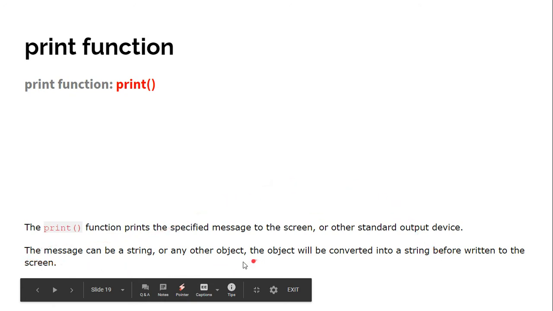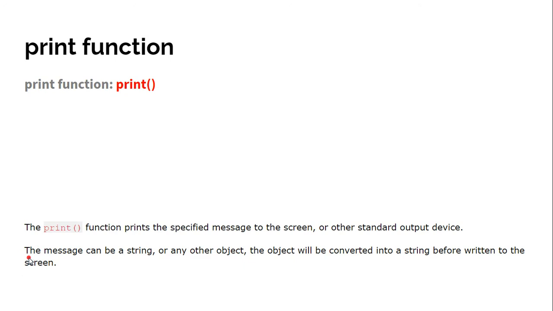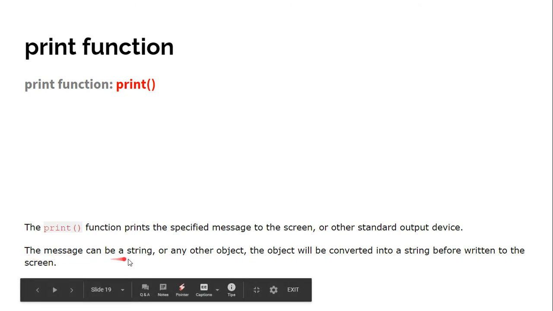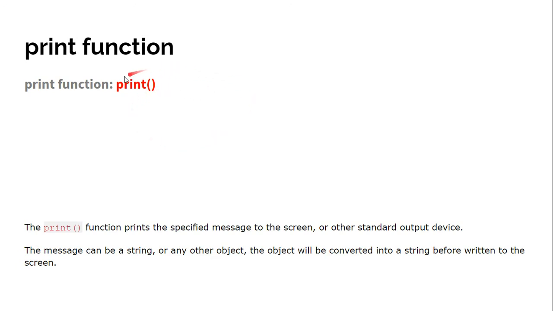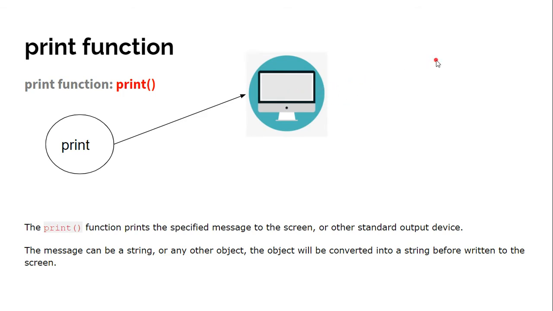What an object is, I will explain later. Just simply understand that the message can be a string or any other object. First I want to explain how the print function works. We have the print function, and we can use it to print something on the screen.